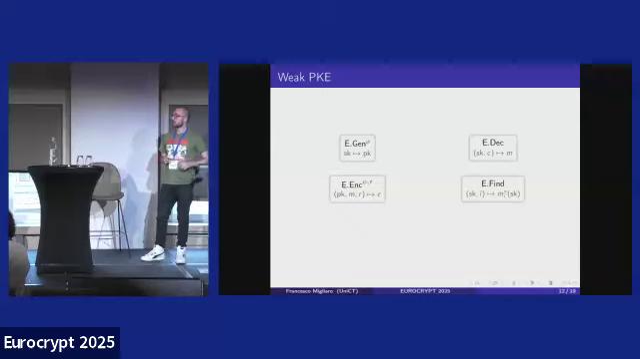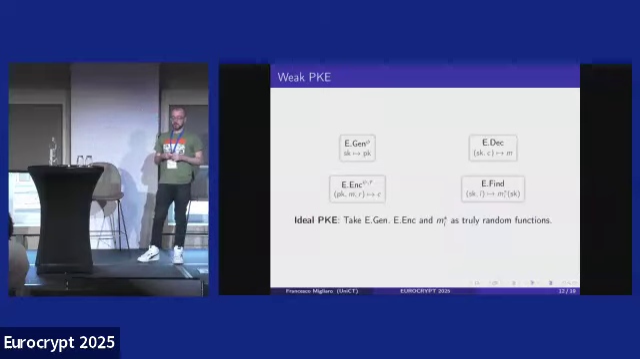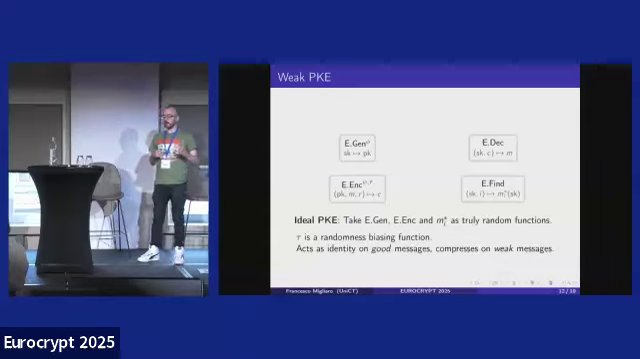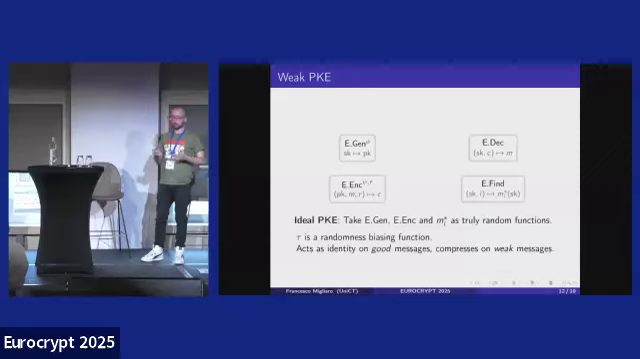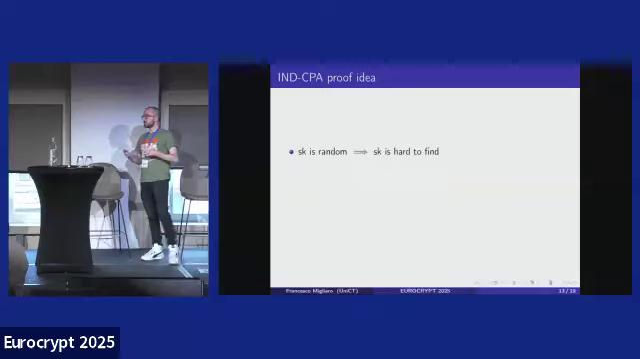We have another procedure that we call the find procedure, that allows someone who knows the secret key to obtain some weak message. Again, the generation algorithm and the encryption algorithm are truly random functions, but the encryption algorithm this time is also equipped with a function tau, which we call a randomness biasing function, that acts as identity on good messages and compresses on weak messages.